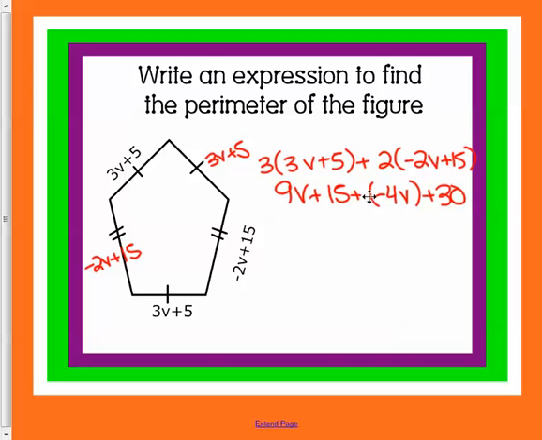I put this in parentheses because you're not supposed to have two signs next to each other. This is a positive, so we're adding it, but really you're adding a negative, so that's neither here nor there. It's still a negative 4v. So now let's combine our like terms. We know we're going to have 5v left, and 15 plus 30 is 45.